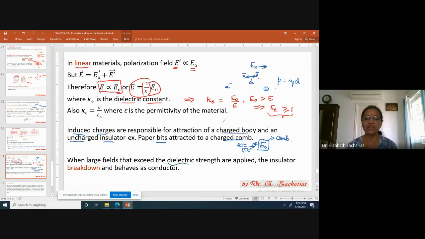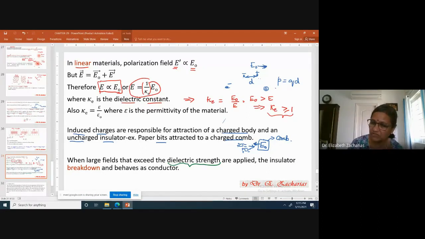Does anyone remember what is dielectric strength? I mentioned that in the first class. Dielectric strength is the strength of the given atom to withstand an applied electric field. It can only take so much electric field. If you cross that, then what happens? The electron breaks loose. The dielectric is no longer a dielectric. It breaks down. This is called an insulator breakdown. And once it breaks down, it behaves like a conductor.